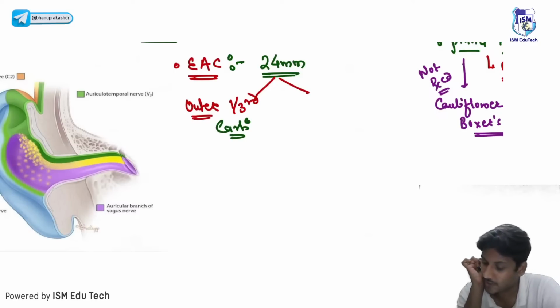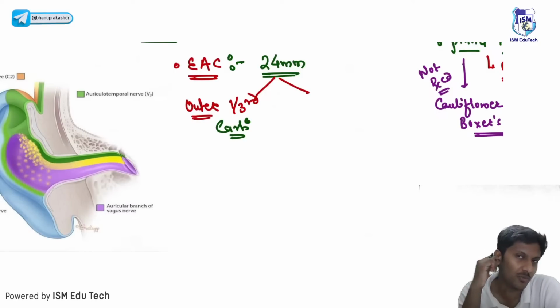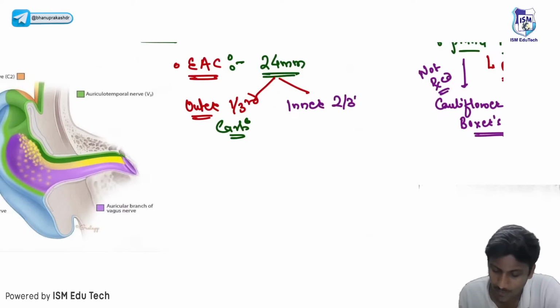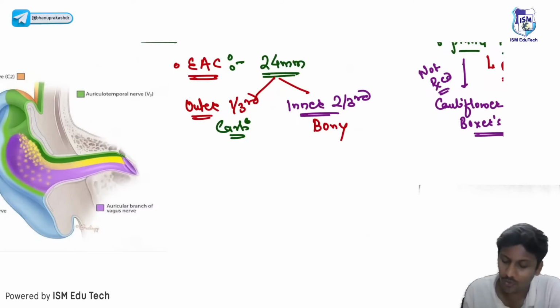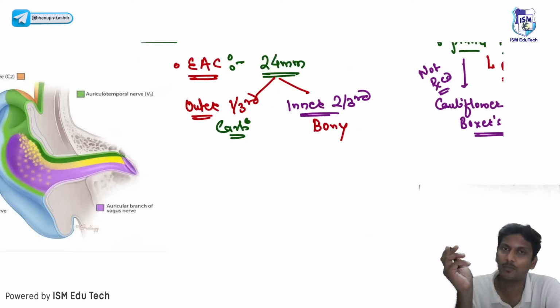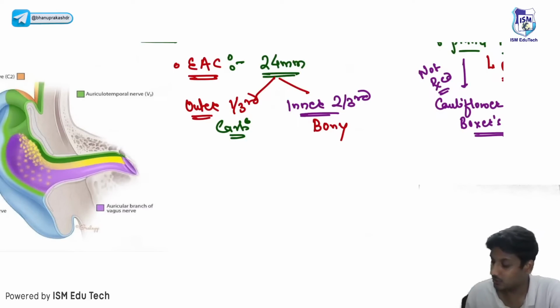The pinna is also made up of cartilage. So the part which is in connection with the pinna, the outer 1/3, is also made up of cartilage. But the inner 2/3 towards the middle ear is actually bony in nature. The inner 2/3 part is bony, and which bone? Definitely we know it is the temporal bone always. Okay? So that's the important thing you need to remember.